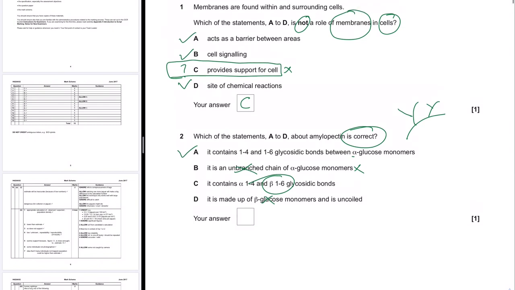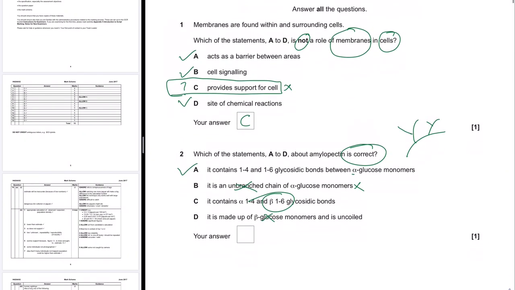One piece of advice that I give to students regarding multiple choice: don't just look for the correct answer, also confirm that the other ones are not correct.